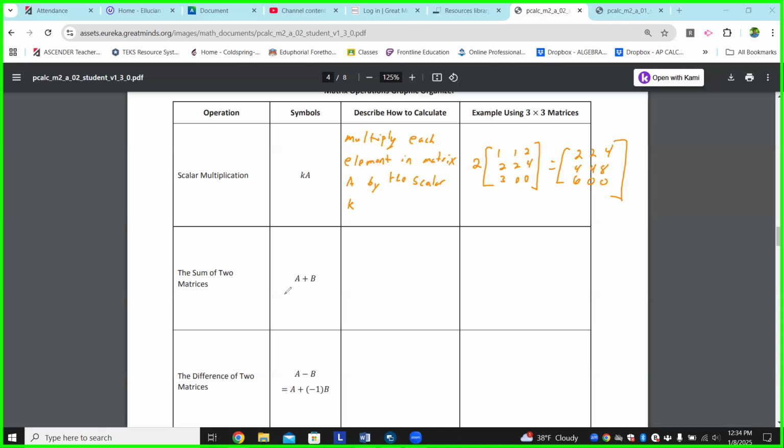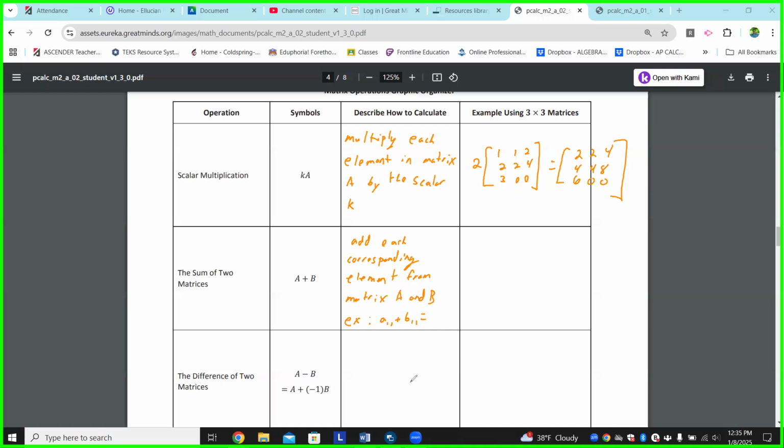All right. The next thing we talked about was how to add matrices up. So adding A plus B, basically you're going to add each corresponding element from matrix A and B. For example, you would add element A11 plus element B11 to give your new total.